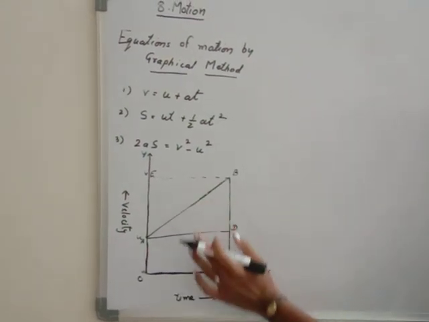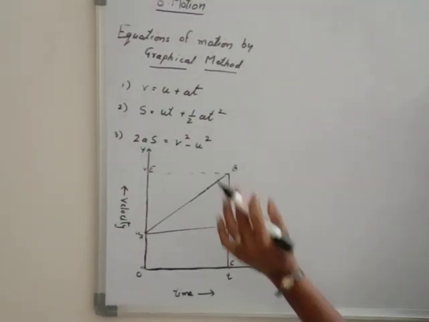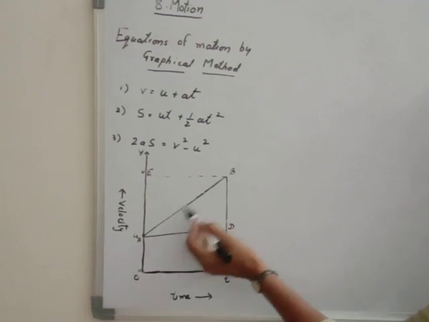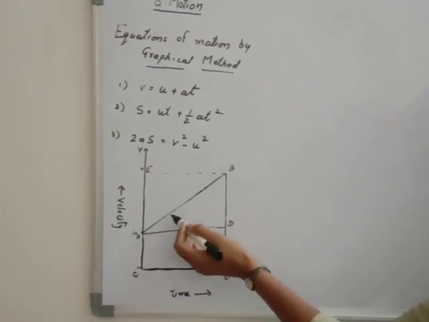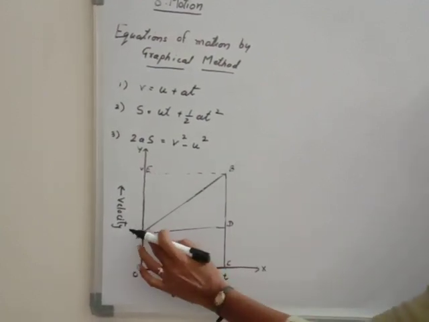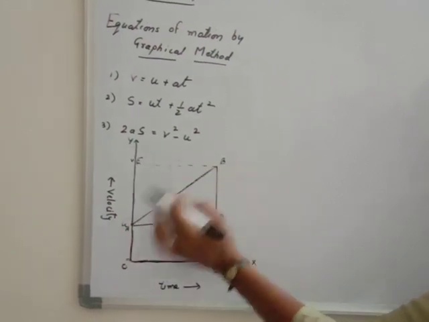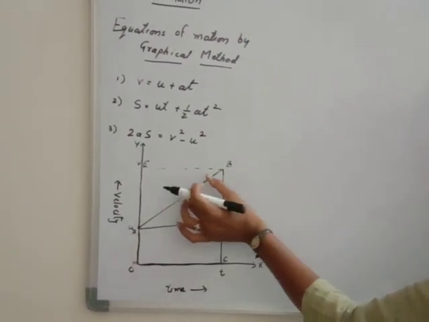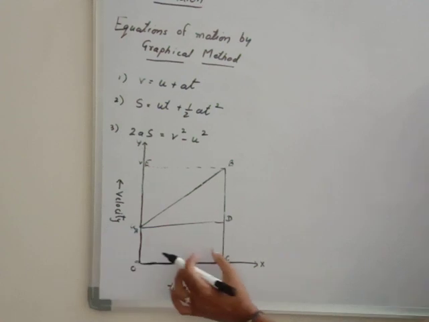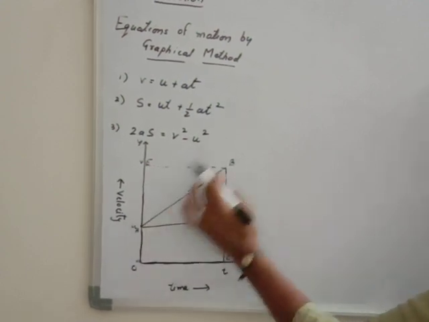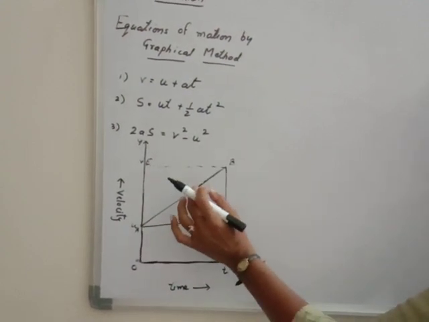So first of all, let us understand the graph. According to this graph, this shows the uniform accelerated motion because the velocity is increasing in a particular amount in a particular interval of time. So it is showing a straight line. So it is uniform accelerated motion.